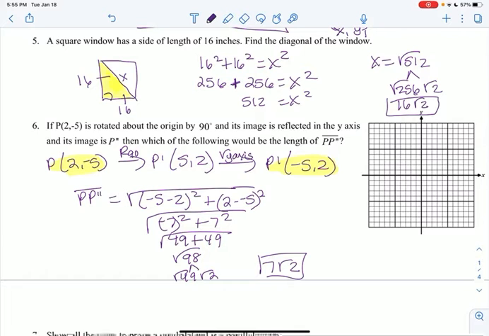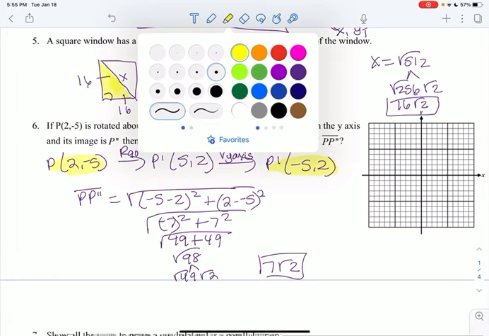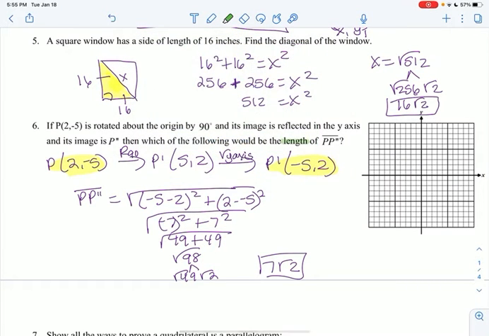Now, number 16 is a distance formula. You can see it's distance because they're asking you to find the length of P prime. They do give you point P. The problem is they don't give you point P prime, P double prime. You have to figure it out, and you figure it out after doing whatever that transformation is. So first you're going to take point P and you're going to rotate it 90 degrees. Remember, if it says rotation, it's always counterclockwise unless it says otherwise.